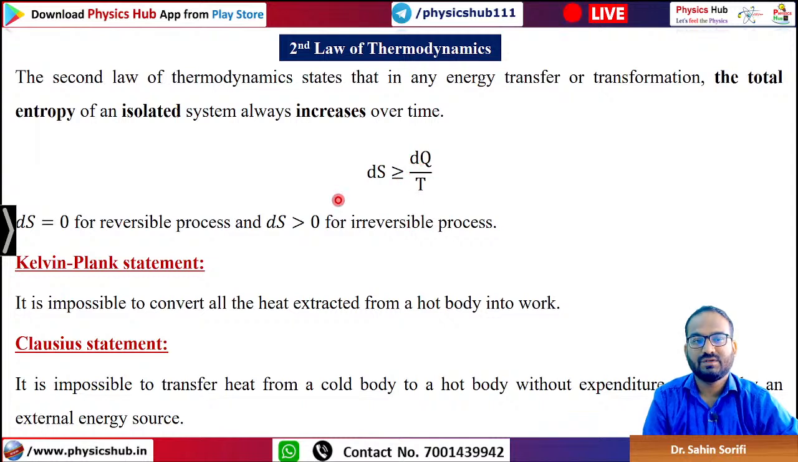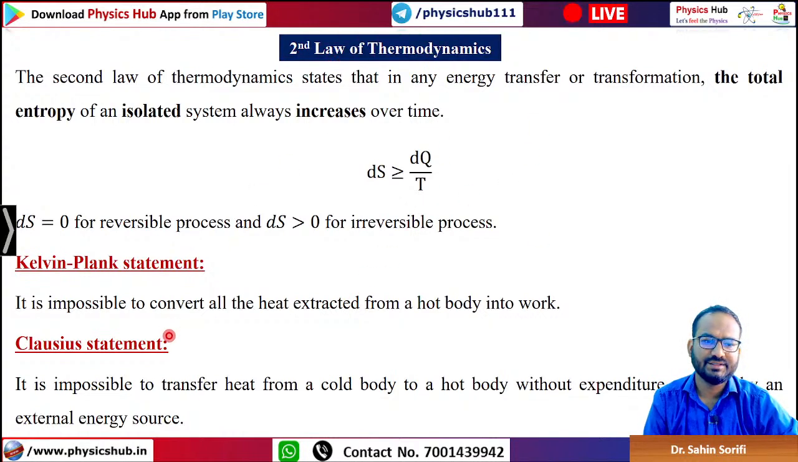The equal to sign is used for a reversible process, when the process is infinitely slow. So in that case you can treat dS equals dQ by T. For other processes, irreversible processes, dS is greater than 0, so you will use dS greater than dQ by T. Okay, this is the mathematical definition of the second law of thermodynamics.